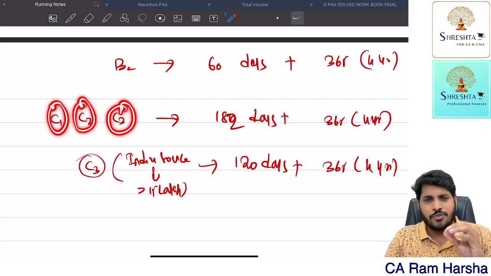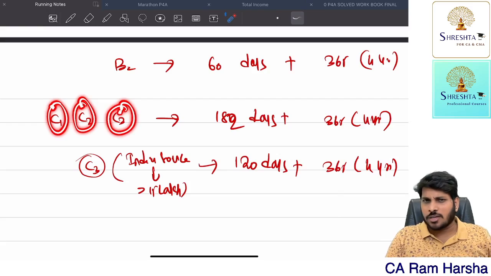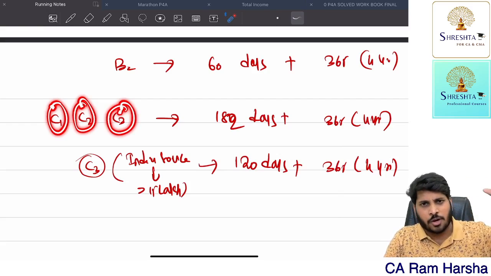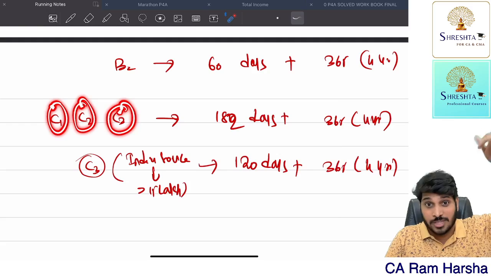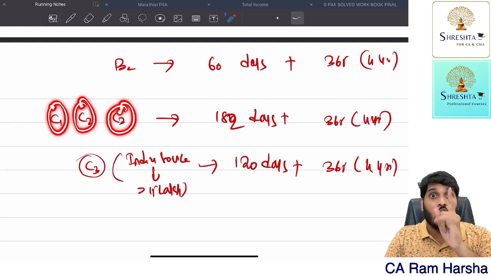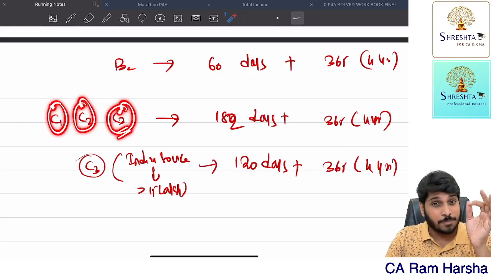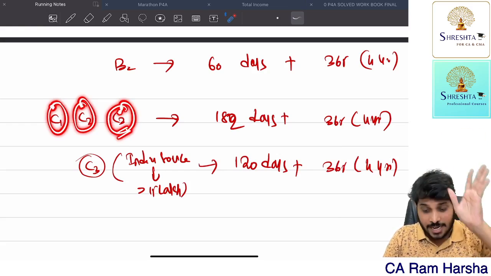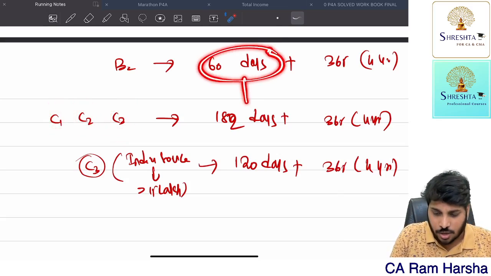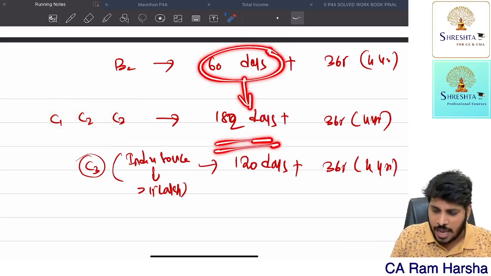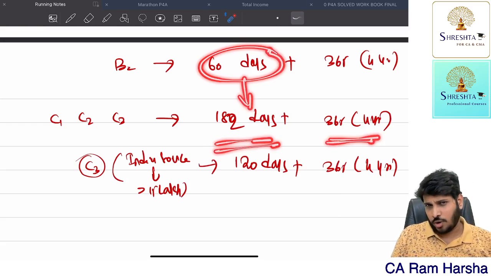Indian citizen means if you are born in India, you are an Indian citizen. Indian origin means you were not born in India, you were born abroad, but your parents or grandparents were born in India. It means your roots are in India. That's called Indian origin. So for an Indian citizen or person of Indian origin visiting India, instead of the 60 days logic, we apply 182 days only, and 365 days or more in the past 4 years.